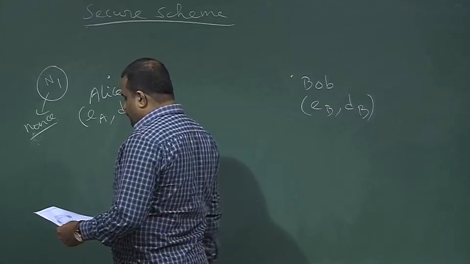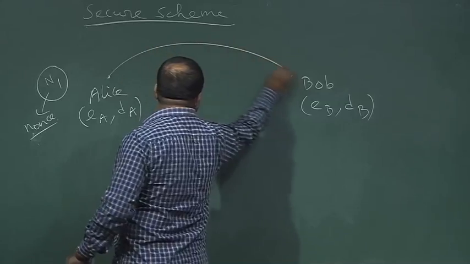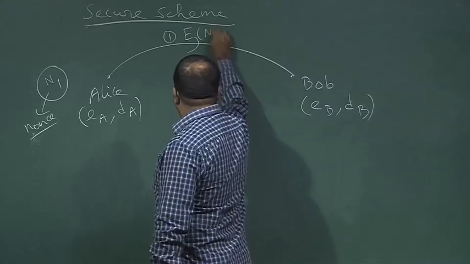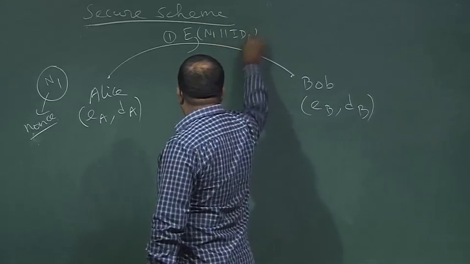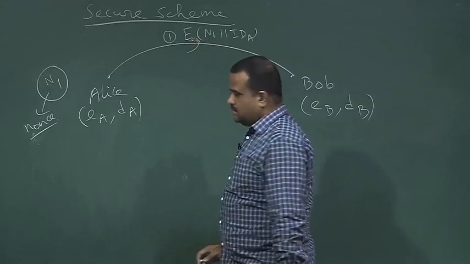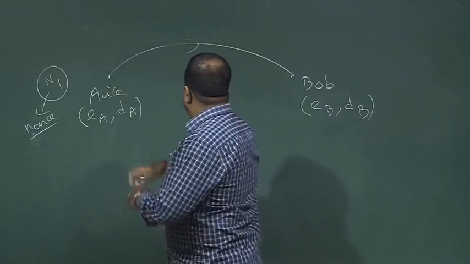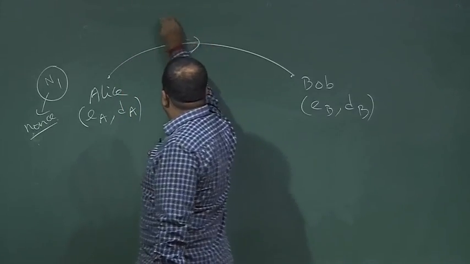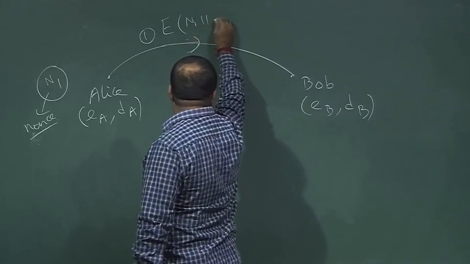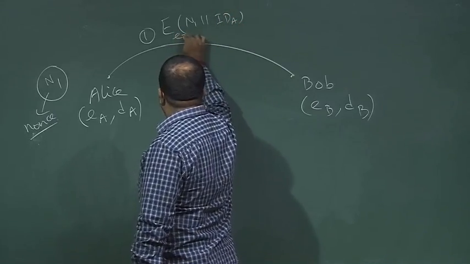So, now what is Alice doing? Alice is encrypting. This is the first communication, number 1. Alice is encrypting this nonce N1 along with Alice's identity using Bob's public key E of B. Let me write it very neatly. So, this is the first communication. Alice is encrypting the nonce and the ID of Alice using Bob's public key.